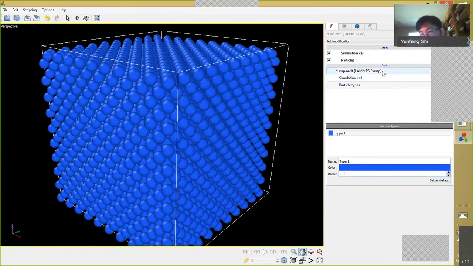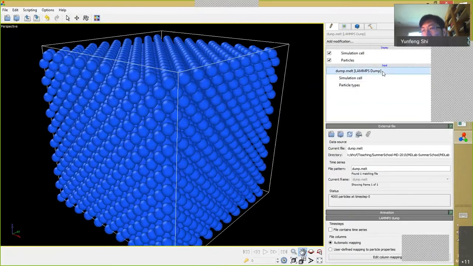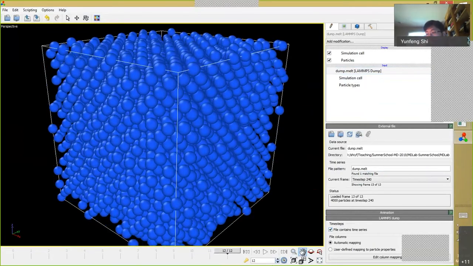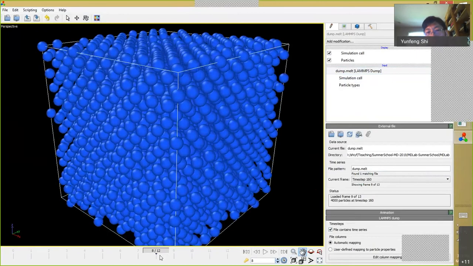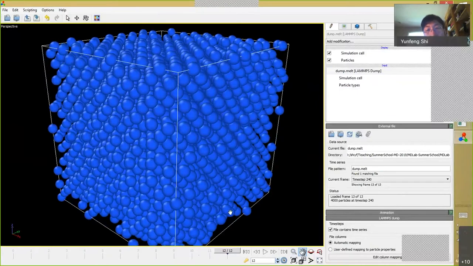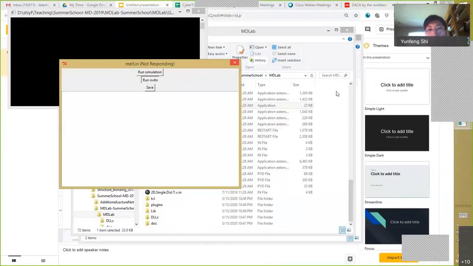Oh, very importantly, here's a key point. Click the dump.melt, a file that contains a time series. You do that, you will see animation. If you don't do that, you have no animation. Click here. Now you can see this animation, you can drag it. You can see in this case, the atoms are moving a little bit, thermally relaxing. And so this is your MD simulation, right? So I'm going to close this, and I'm going to go back.